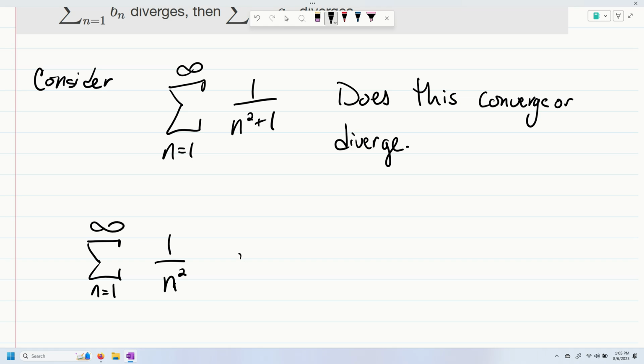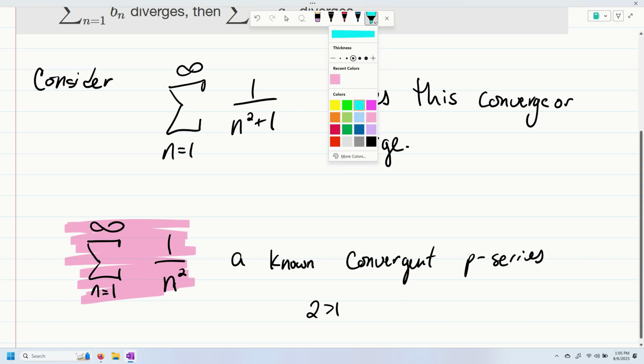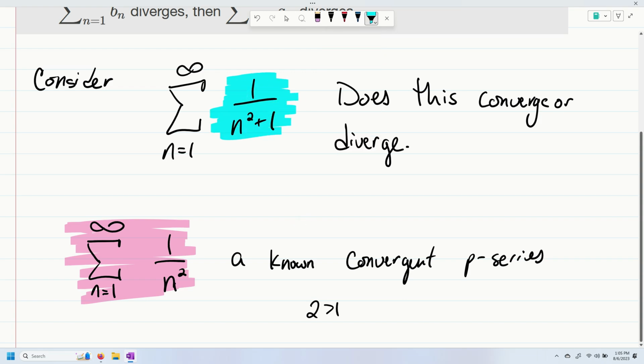And this is a known convergent P series. We know this converges because 2 is greater than 1. So the only thing we need to demonstrate, or at least understand, is that if this converges, and if the partial sums of this sequence are smaller than the partial sums of the 1 over n squared series, then we know it converges. Let's write out what we're saying here.